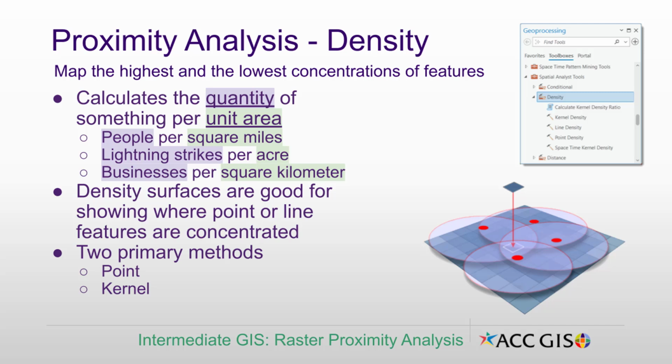Density surfaces are good for showing where point or line features are concentrated. And there are two general methods, point and kernel density. And if you look in the upper right-hand corner, you can see in the geoprocessing pane in the Spatial Analyst Tools toolbox, there's a density tool set with kernel, point, and line density geoprocessing tools.